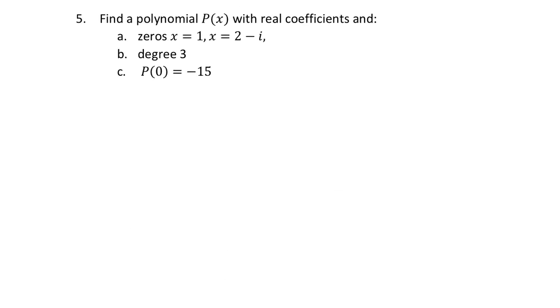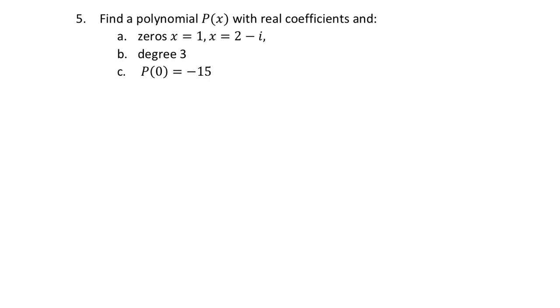Question 5 from Unit 2. We need to create a polynomial now that has these given characteristics. So it's degree 3, so we know it's going to have 3 factors, which means it should have 3 zeros, but there's only 2 listed, x equals 1 and x equals 2 minus i.